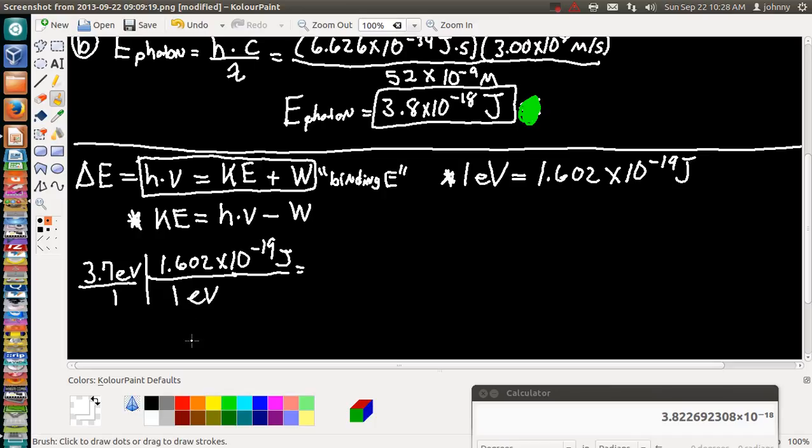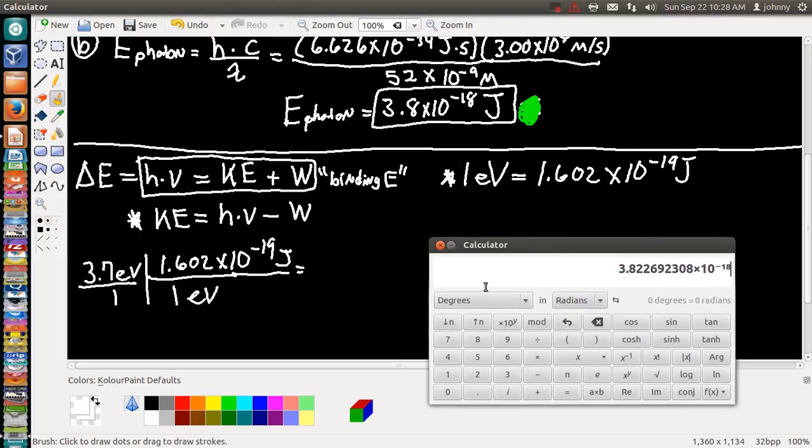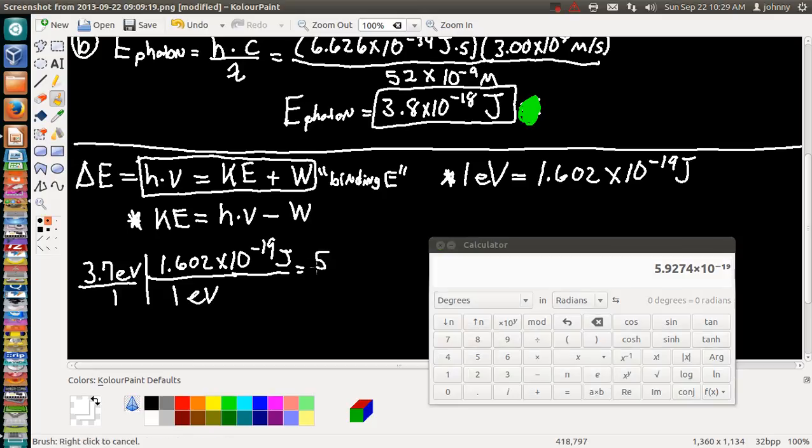So we need to write that number down now. That gives us 3.7 times 1.602 times 10 to the negative 19. And that's it. So equals, and there's that number. I'm going to write it all down because I don't have my final answer just yet. So that gives me 5.9274 times 10 to the negative 19.